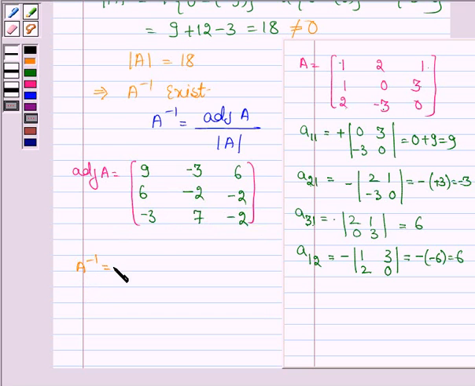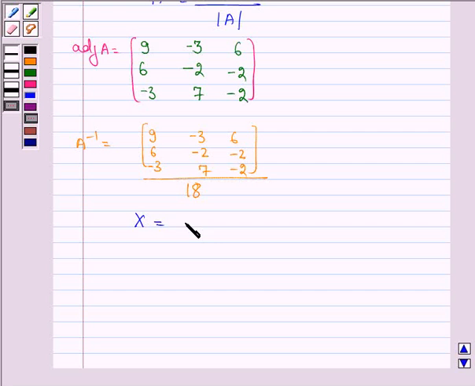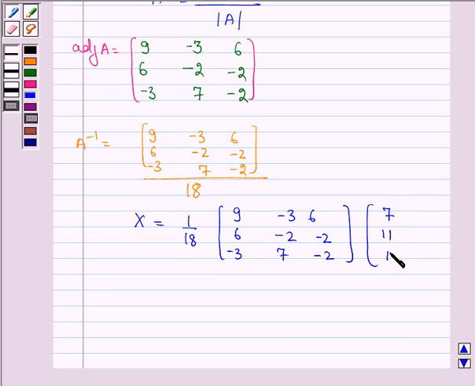Now let us find A inverse. So this is equal to adjoint of A, which is this matrix 9, minus 3, 6, 6, minus 2, minus 2, minus 3, 7 and minus 2, divided by determinant of A, which is 18. And thus, X is equal to A inverse, which is this matrix, that is 1 upon 18, 9, minus 3, 6, 6, minus 2, minus 2, minus 3, 7, minus 2, and B, which is a column matrix having elements 7, 11 and 1.